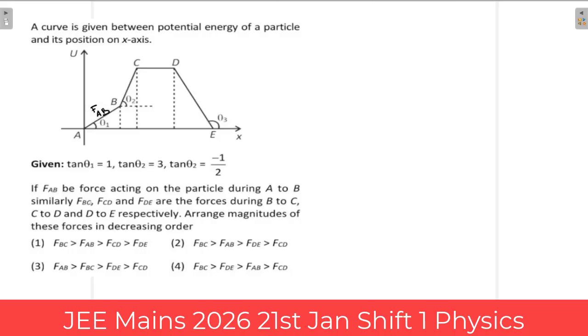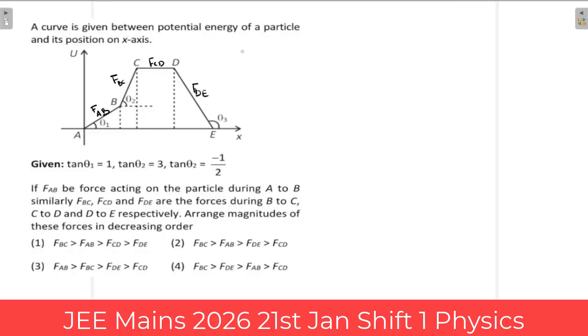Similarly, F_BC, F_CD, and F_DE: here the F_BC force is acting, here the F_CD force is acting, and here the F_DE force is acting. Arrange the magnitudes of these forces in decreasing order. So we have to find the magnitudes of these forces.